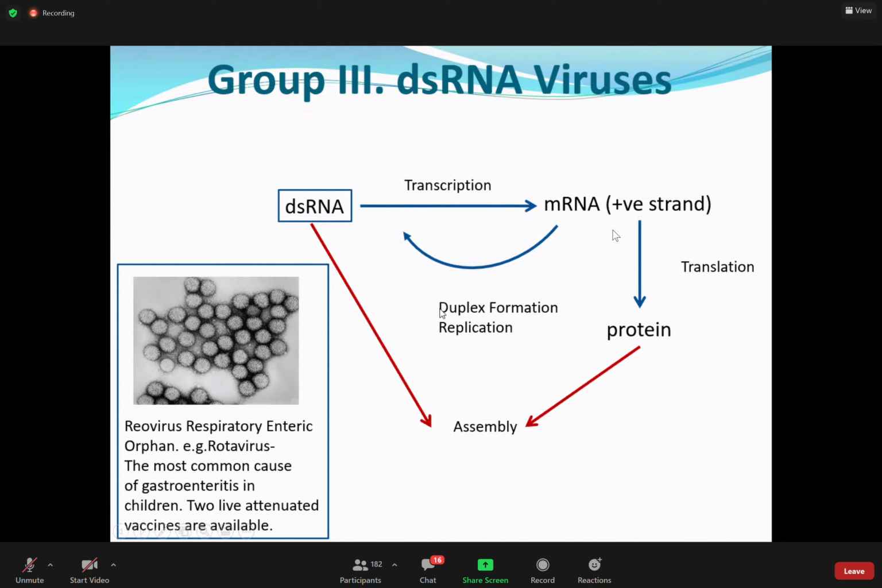The common example of this type of virus are reoviruses, such as the rotavirus, which is a particular problem in daycare centers, where it causes diarrhea and vomiting in young babies. And this is spread through the fecal oral route.